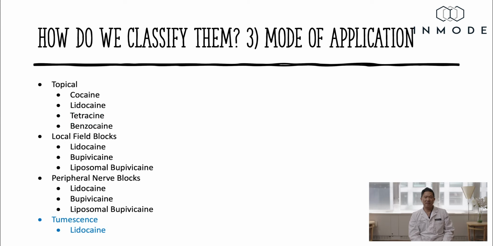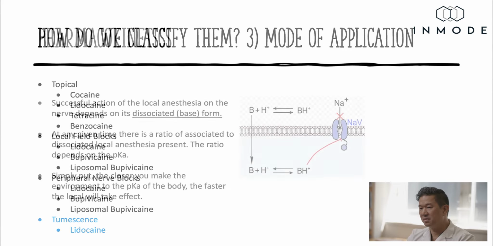Further, we may classify them by mode of application. Today we're going to focus on the topical and the tumescent techniques. However, be aware that local field blocks, such as peripheral nerve blocks by anesthesiologists, are also available, but in a typical cosmetic practitioner's office, the topical and tumescent techniques are predominant.